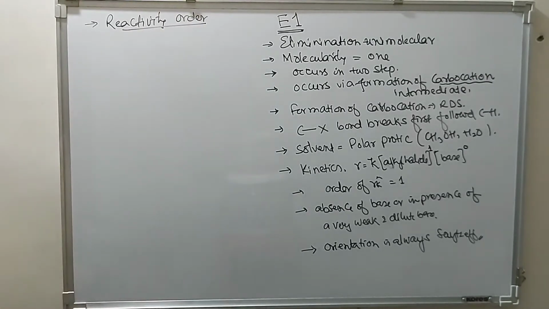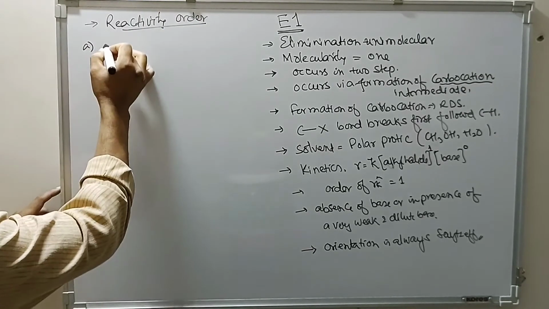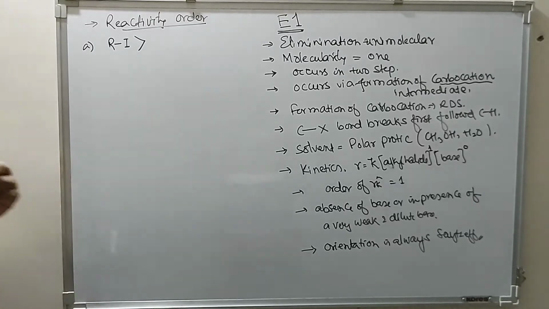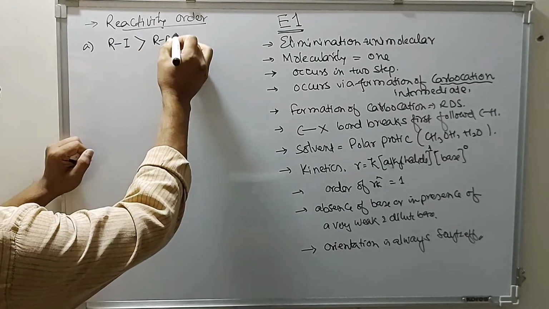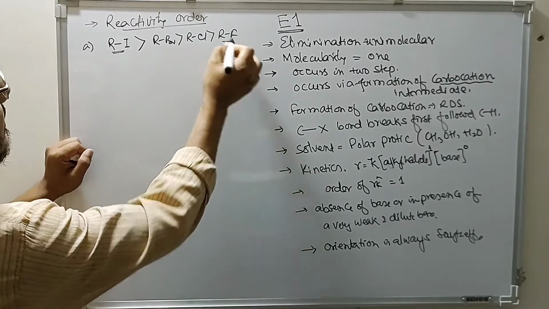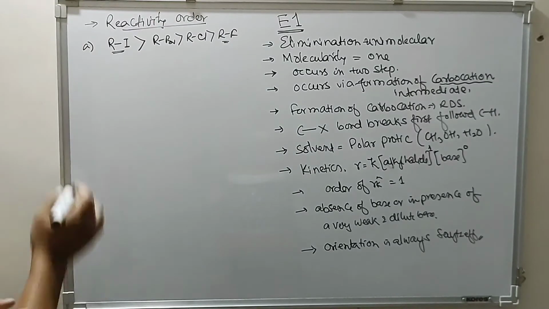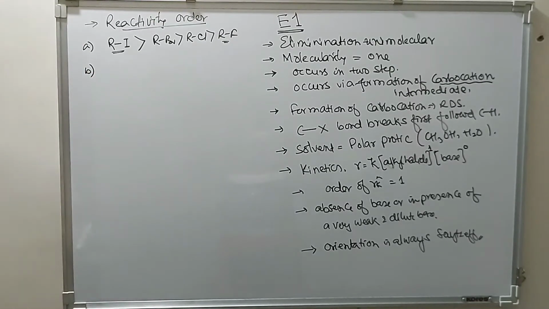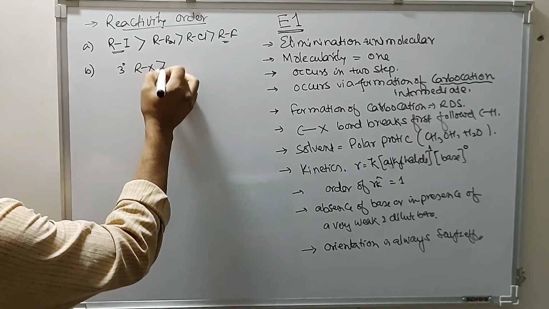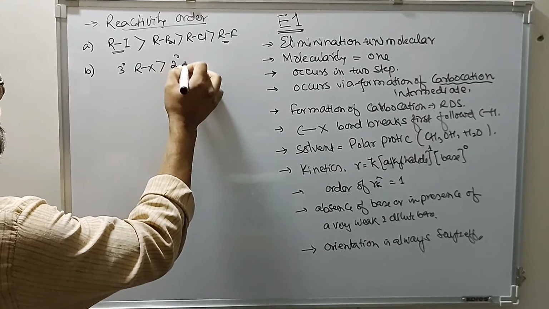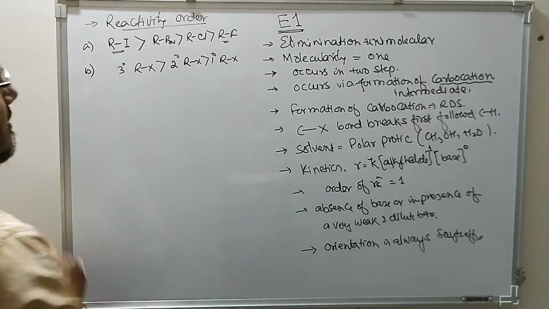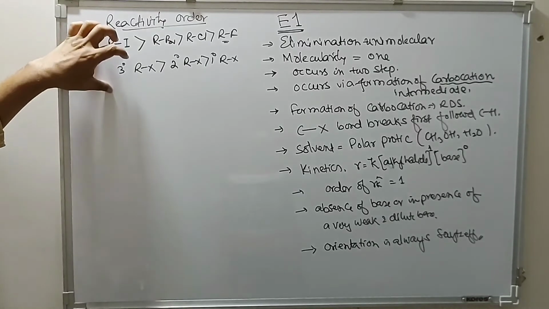Reactivity order of different halogens: alkyl iodide is the most reactive, followed by alkyl bromide, followed by chloride, followed by fluoride. So alkyl fluoride is the least reactive. Now in case we have different alkyl groups, the tertiary alkyl halide is the most reactive, followed by secondary alkyl halide, followed by primary alkyl halide. This is the reactivity order of alkyl halides.